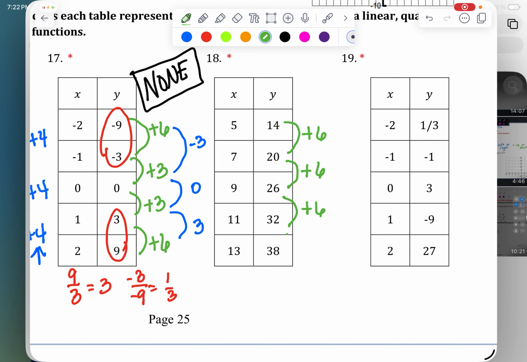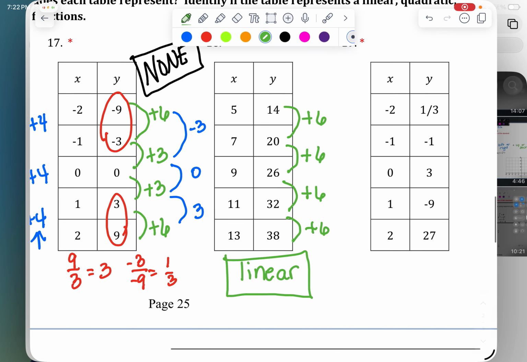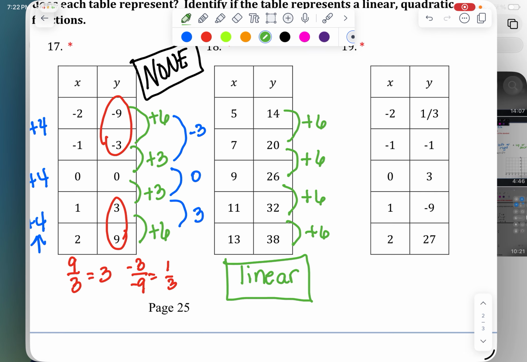Okay, last page is pretty fast. So this page right here, if you just draw and try to connect as many dots as you can, you would see this one is linear because it definitely makes a line.